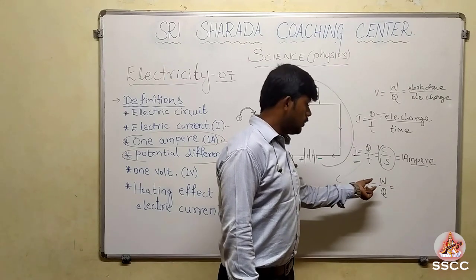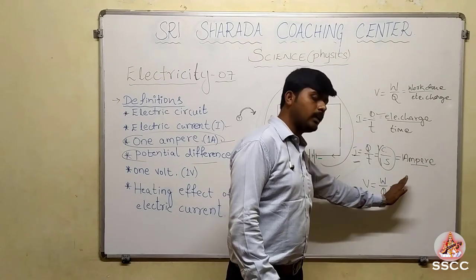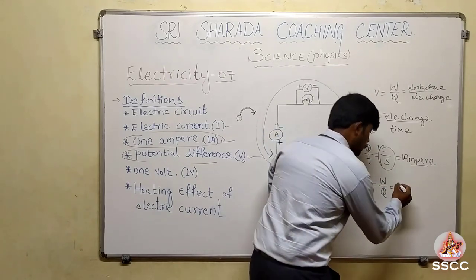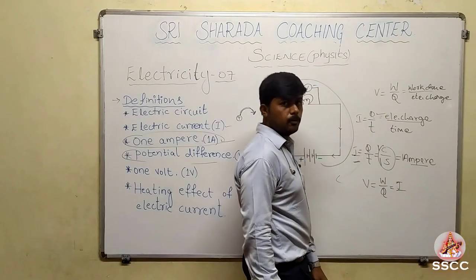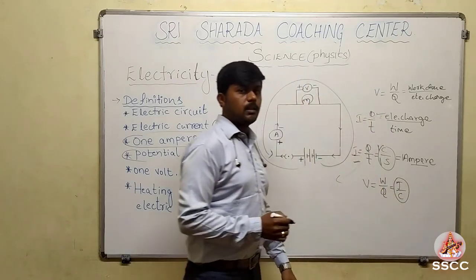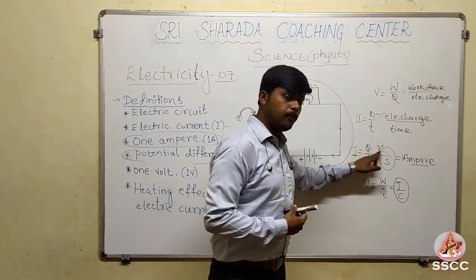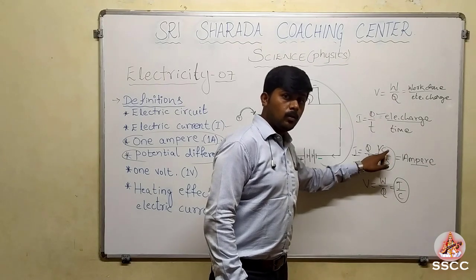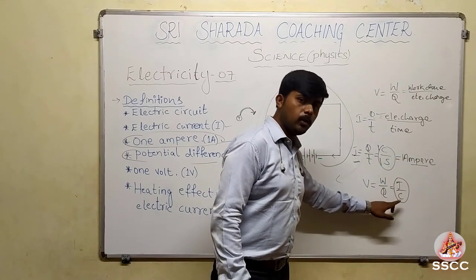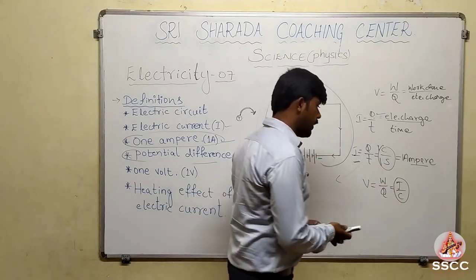Now write down the SI unit of work done in the numerator and the SI unit of electric charge in the denominator. Then we get the new unit for potential difference. Joule is the SI unit of work done, and for electric charge it is coulomb. Joule per coulomb is the SI unit of potential difference. Like for electric current we have coulomb per second, which we named ampere. In the same way, joule per coulomb, the SI unit of potential difference, we name as volt.